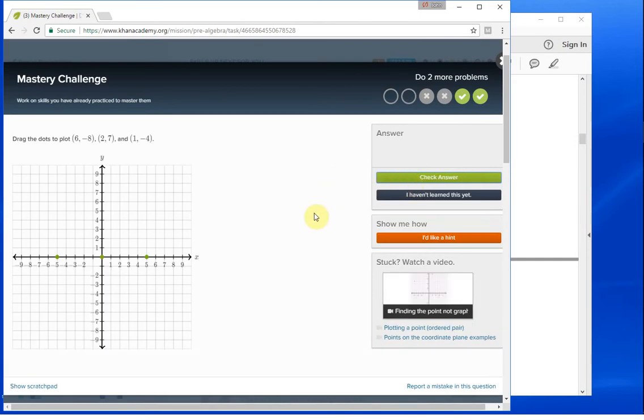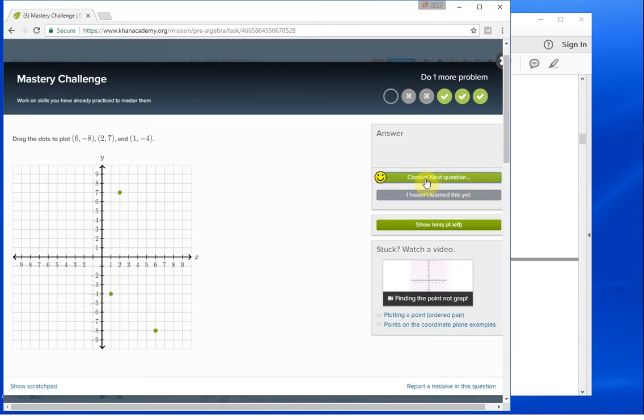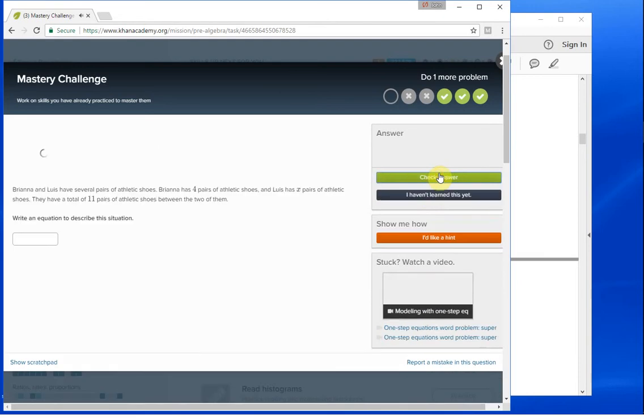Next. Drag the dots. So they have cool exercises like this where you get to move stuff around. So 2, 7, right there. A little bit of coordinate geometry. 6, -8. Okay, yep. And then 1, -4. There. Okay. Check answer.